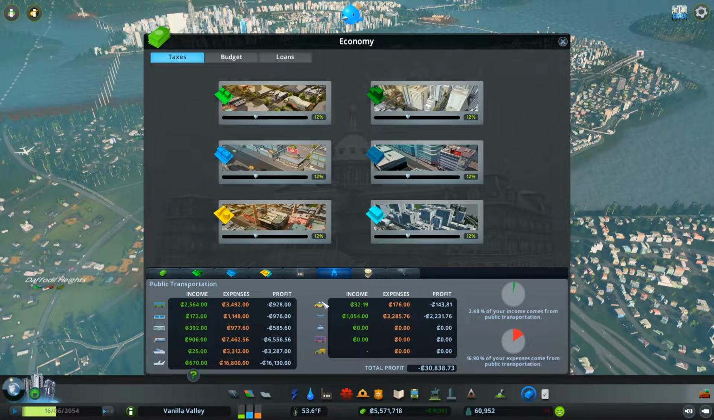Next is public transportation. Now, as you can see right off the bat here, is kind of a theme in what is happening with our profit.